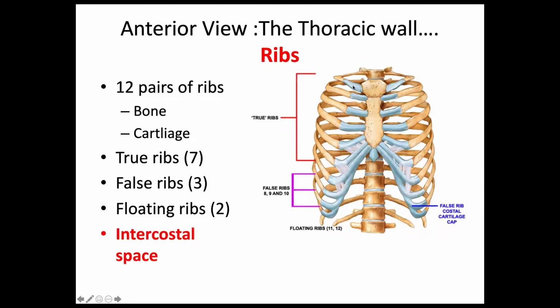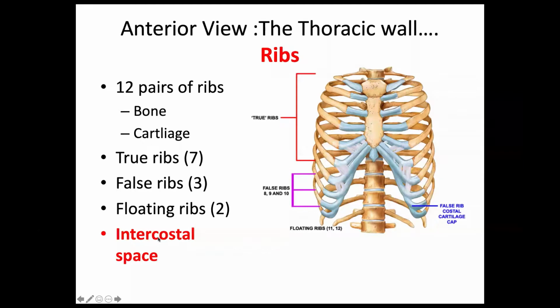But anyway, true ribs are those that connect directly in the sternum. We can see 1, 2, 3, 4, 5, 6, 7. These ribs are directly connecting in the sternum. False ribs are those ribs that don't connect in the sternum. You can see that the ribs 8, 9, and 10 actually connect to the 7th costal cartilage. This then connects onto the sternum. That's why they're called false ribs. And ribs 11 and 12 are floating. You can see they don't connect onto the sternum itself.